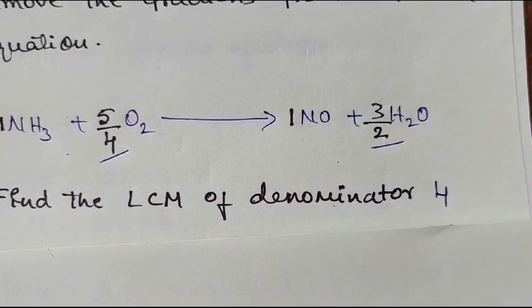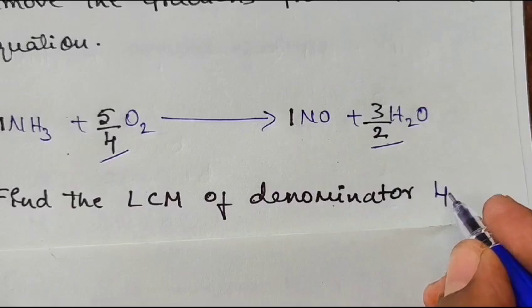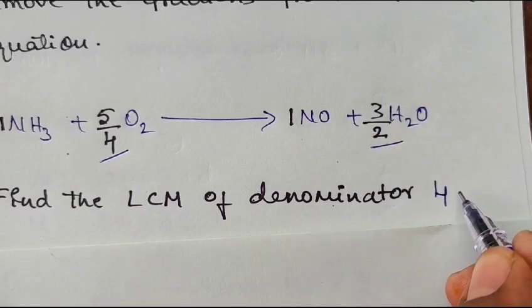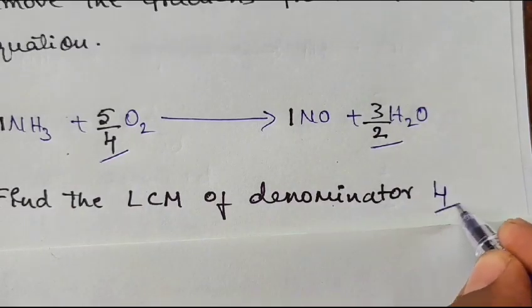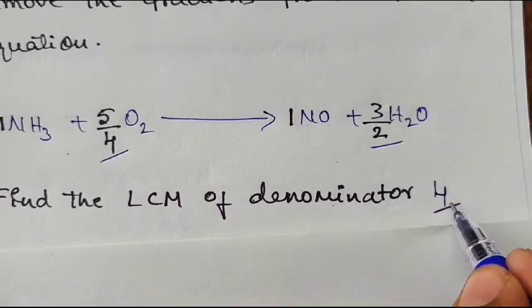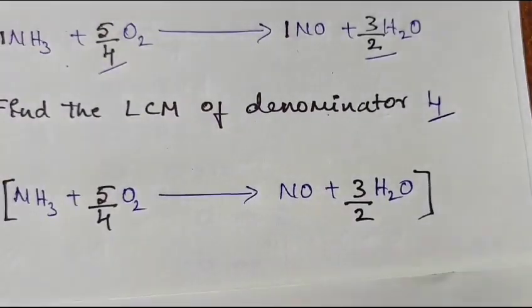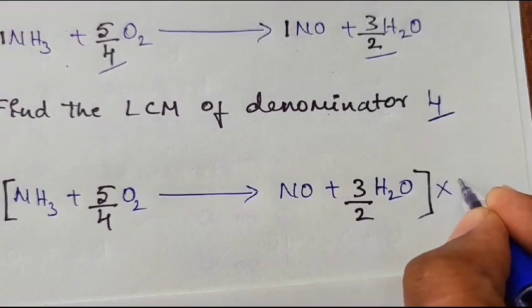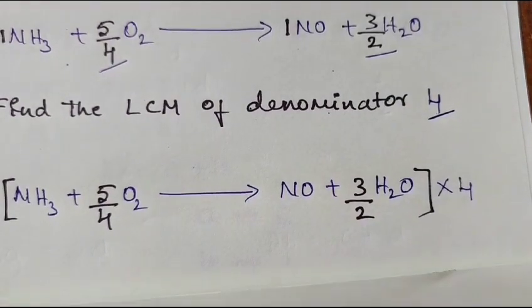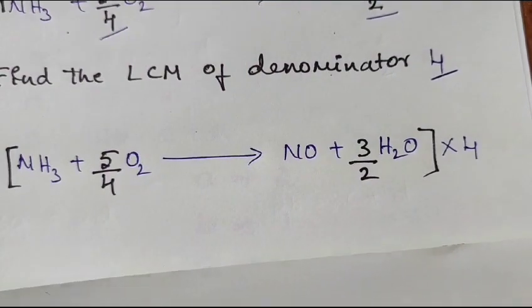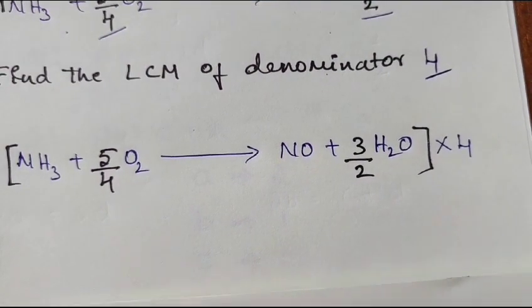Next, to balance the chemical equation, we need to multiply the whole equation by the LCM of the denominator, that is 4. Now let us do that. This is the equation. Let us multiply this equation by 4 and simplify to get the balanced chemical equation. If you do that, what do we get?